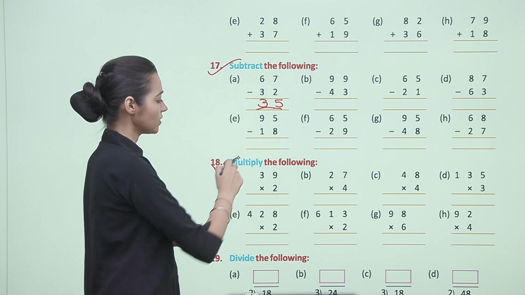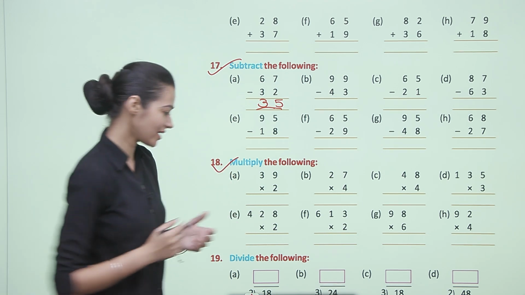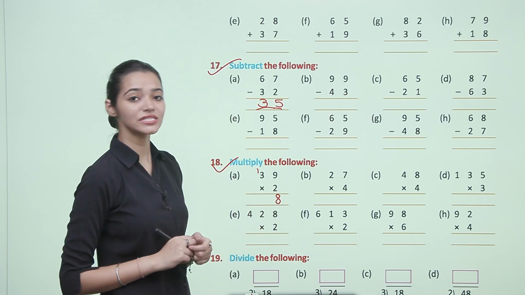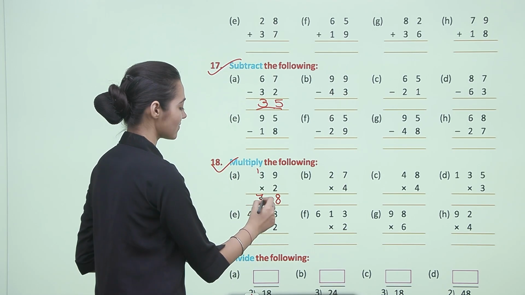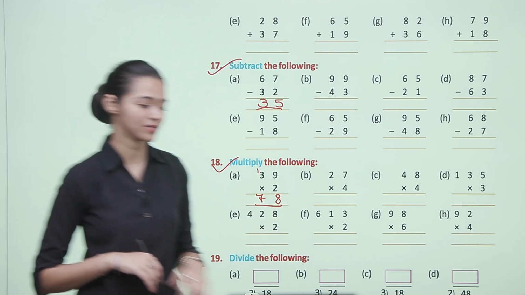Now, in the next one, we have to multiply the following. So, 9 2s are 18, 1 carry over, 3 into 2 is 6 plus 1 is 7, 78 is the correct answer. That's how we can solve the remaining parts.